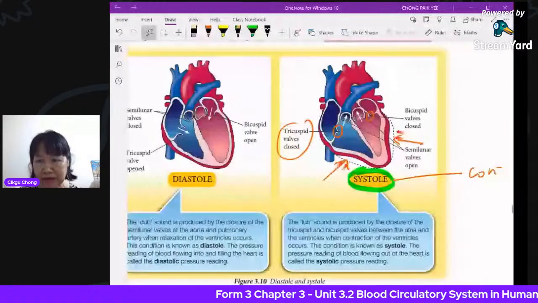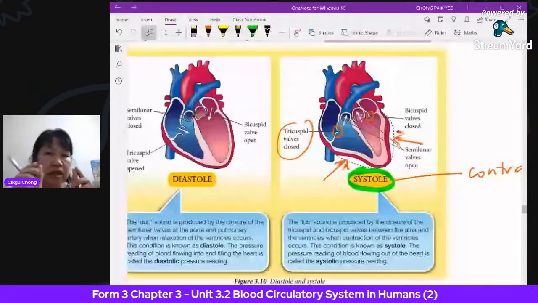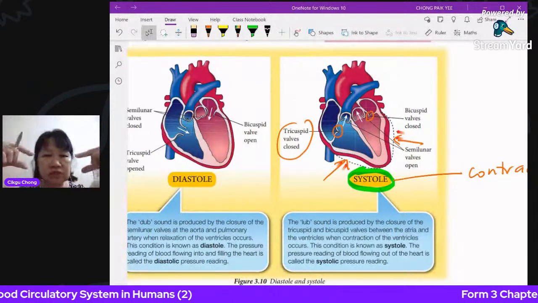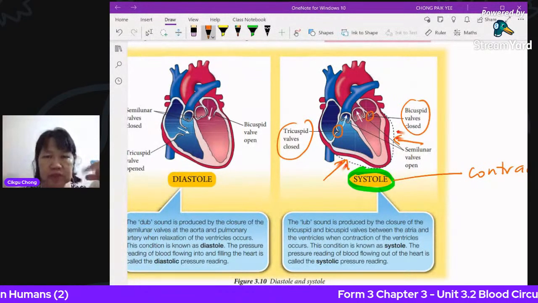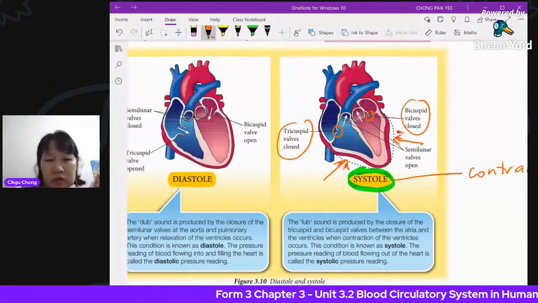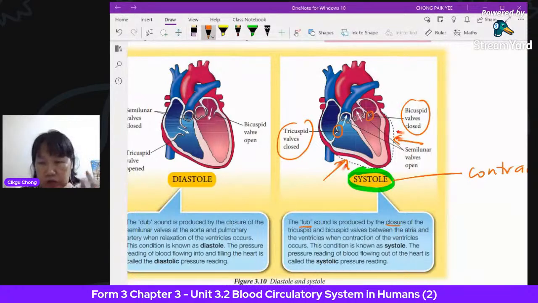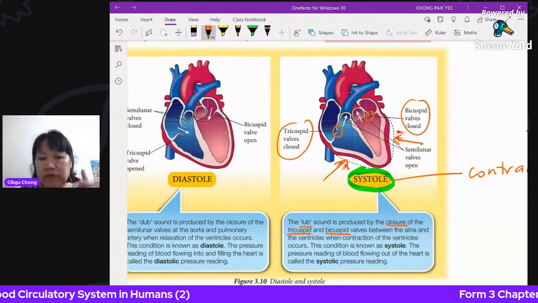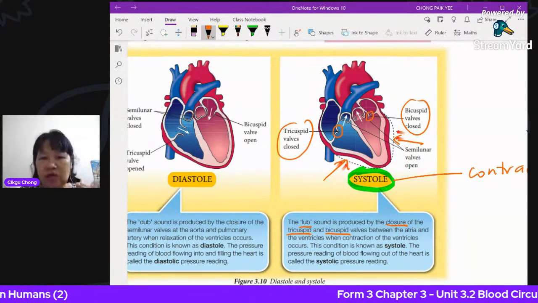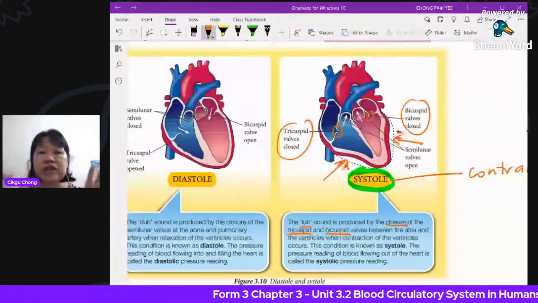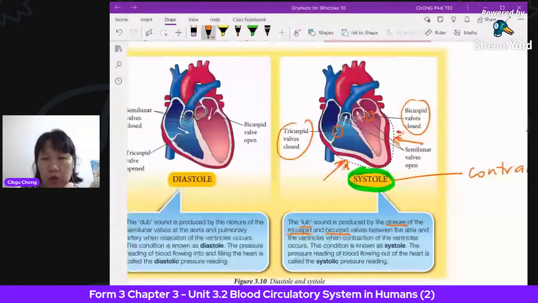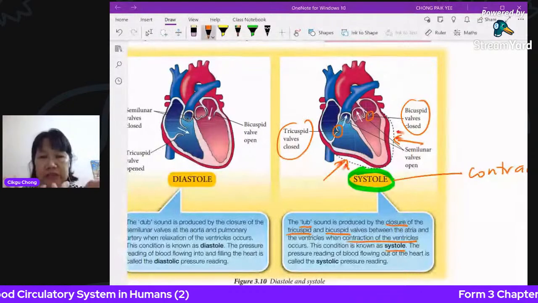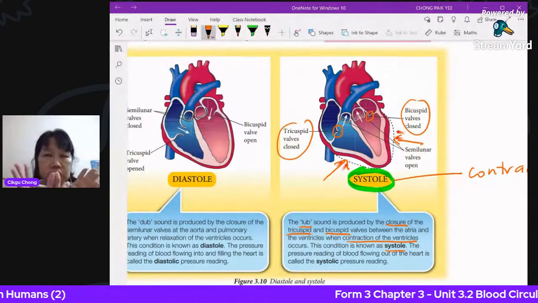So when you hear that happen, it's called a loop. The first sound is produced when the ventricle squeezes. When it squeezes, the bicuspid and tricuspid valves will close, so you hear the sound loop. The loop sound is produced by the closing of the tricuspid and bicuspid valves between the atria and the ventricles when the ventricle contracts. We call this systole, the phase when these two contract.